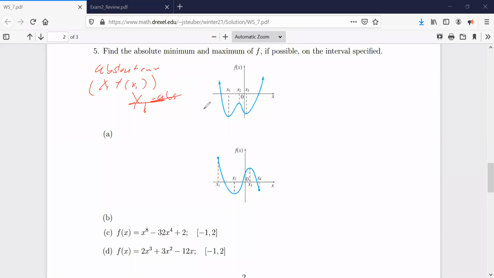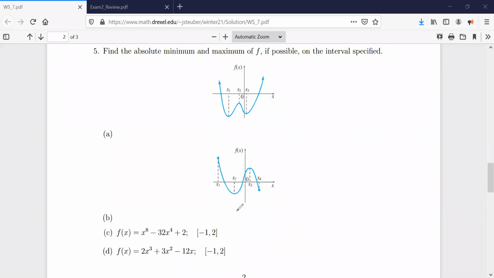And there's no absolute max because this is a local max, but this point's higher, and this point's higher, and this point's higher. And these points are also not the maxes because it keeps on going up in both directions.